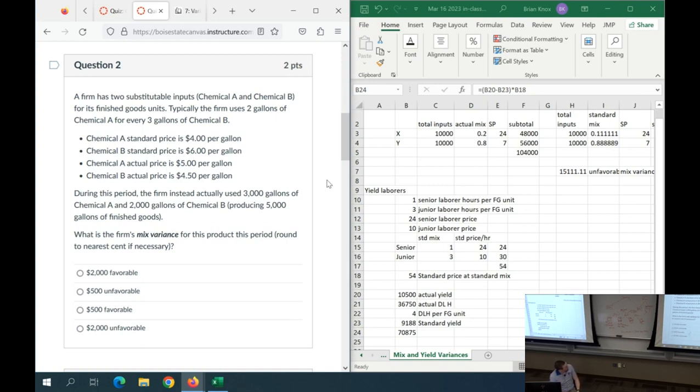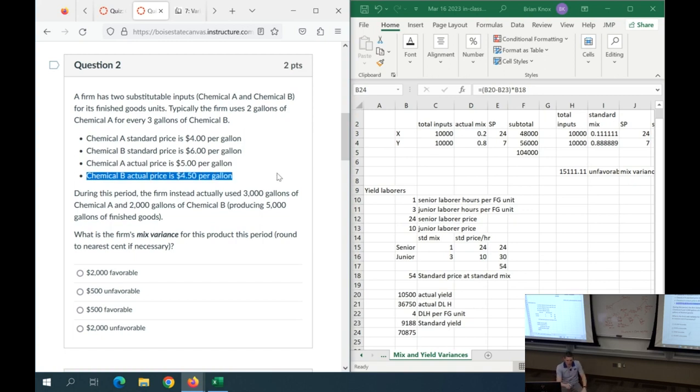Typically, the firm uses 2 gallons of chemical A for every 3 gallons of chemical B. So we have 5 gallons total in a batch, and usually it would be 2 to 3. Chemical A's standard price is $4 per gallon. Chemical B's standard price is $6 per gallon. Chemical A's actual price is $5 per gallon. Chemical B's actual price is $4.50 per gallon.